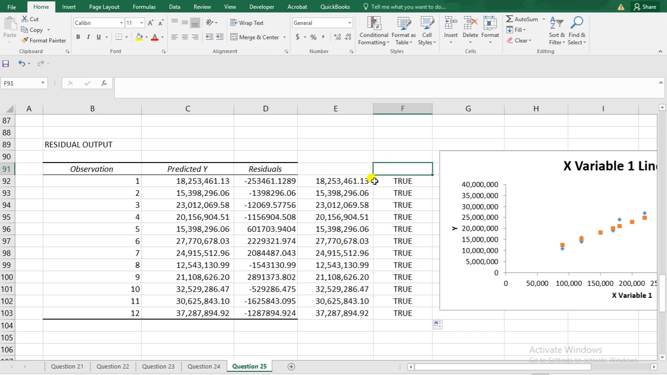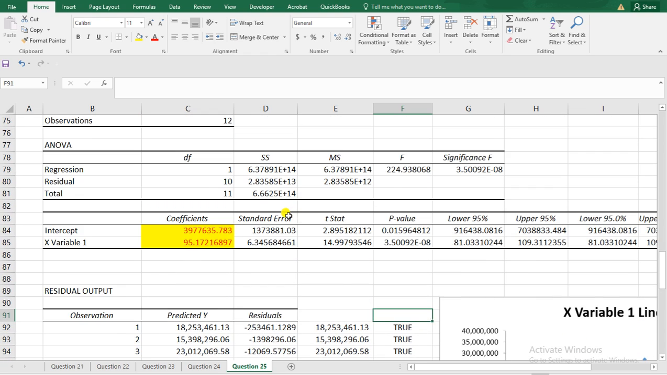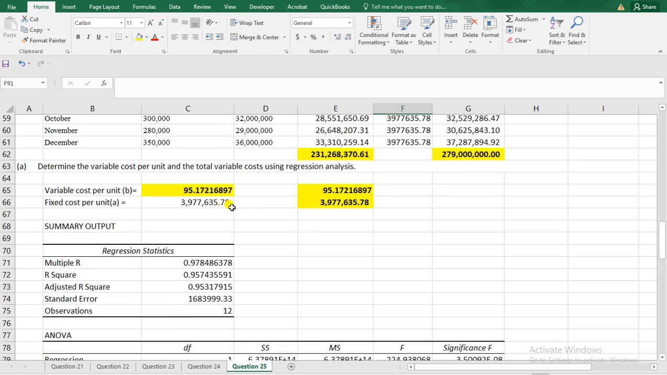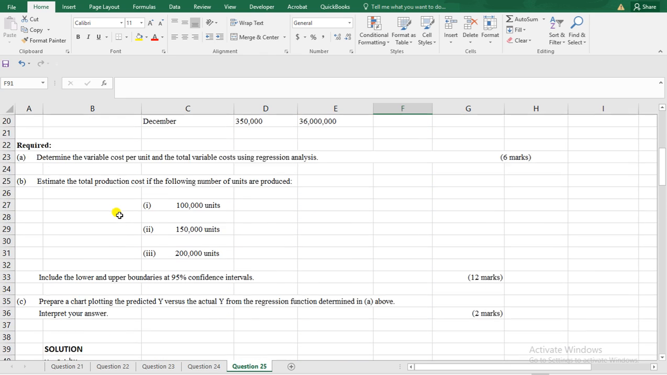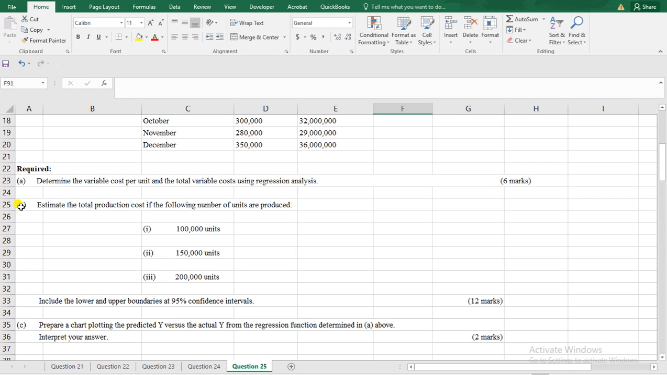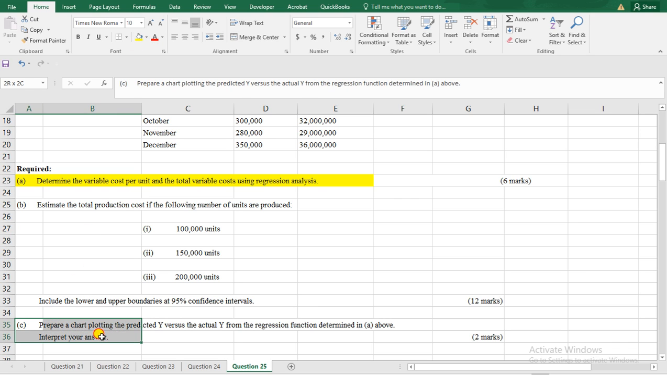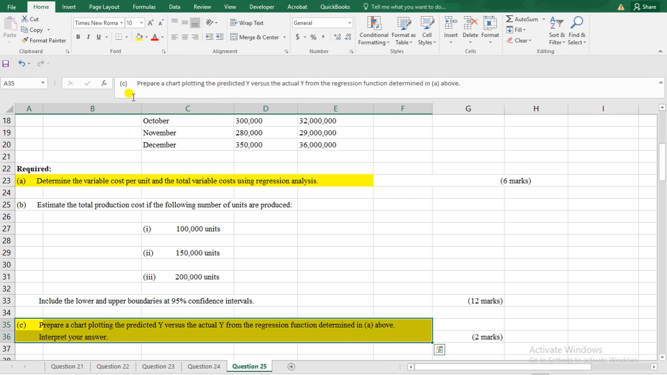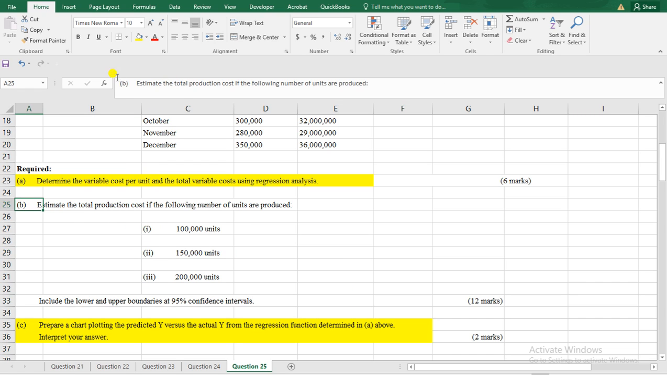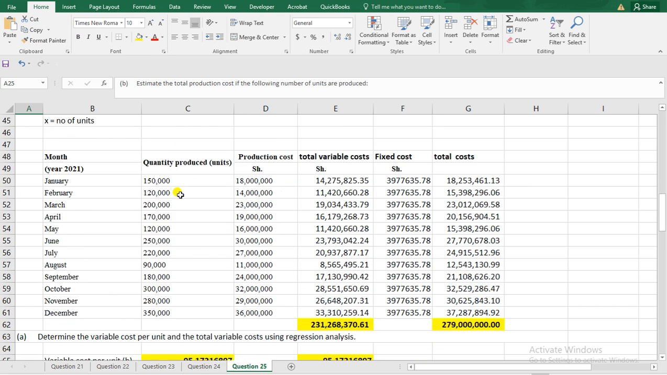So basically, once we have that in mind, let us proceed to the most interesting part of the question, which was part B. We need to estimate the total production cost if the following units are produced. We are done with part C of the question here. Now we are looking at part B of the question, where the examiner wants us to estimate.